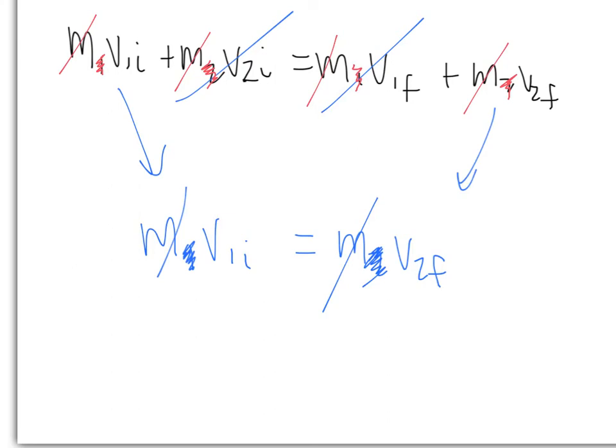So what this leaves us with is V1I equals V2F.